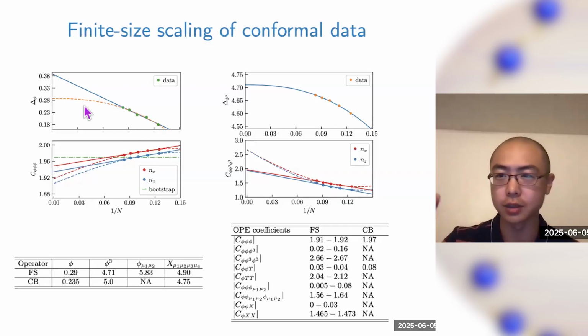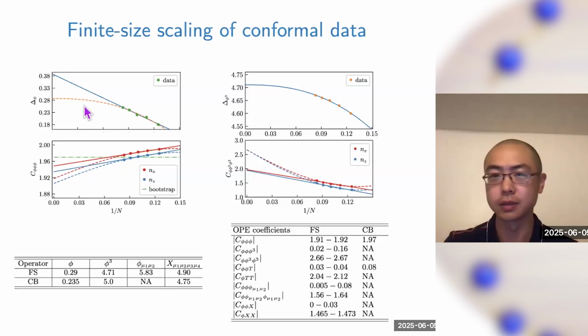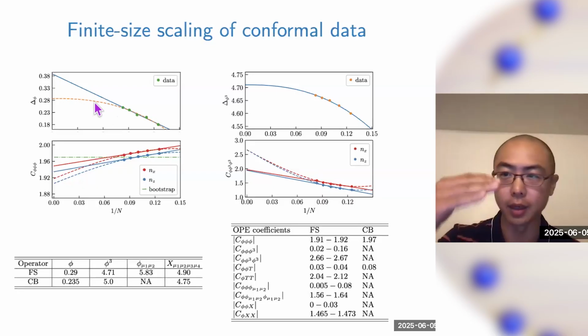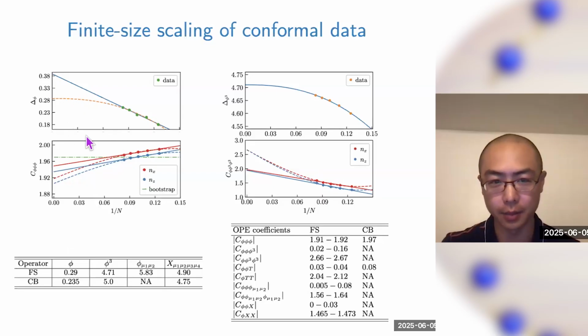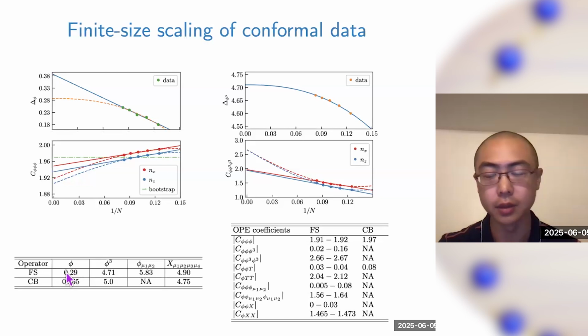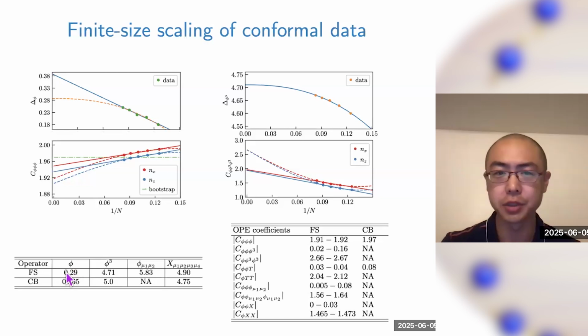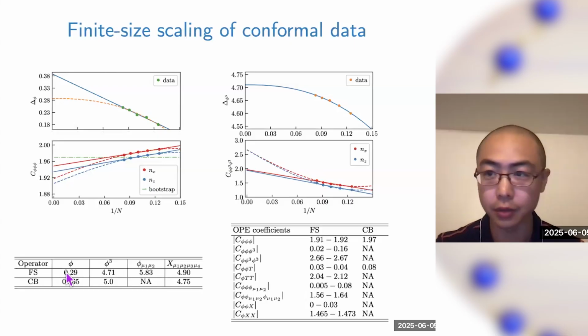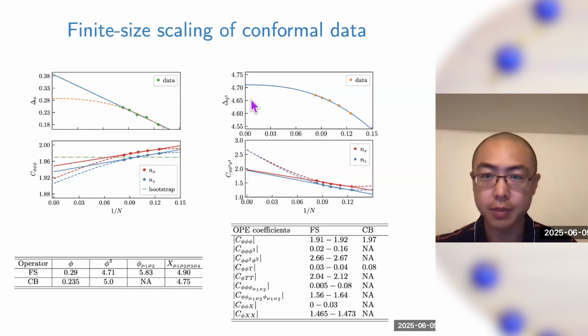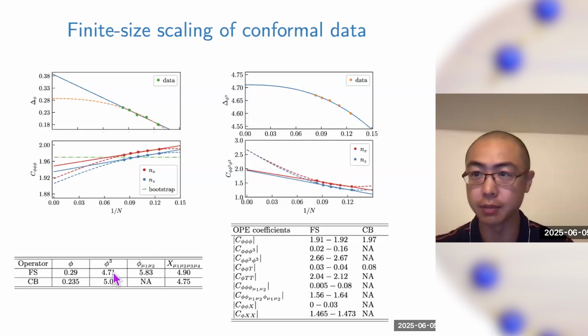If you use a larger scalar dimension like 9 or 10, this orange curve will bend down, but this is what we use here. And finally, we estimate the scalar dimension to be 0.29, which seems to be significantly larger than that obtained in other approaches or by the other two groups. And we do the same thing for the other primaries using the same method.